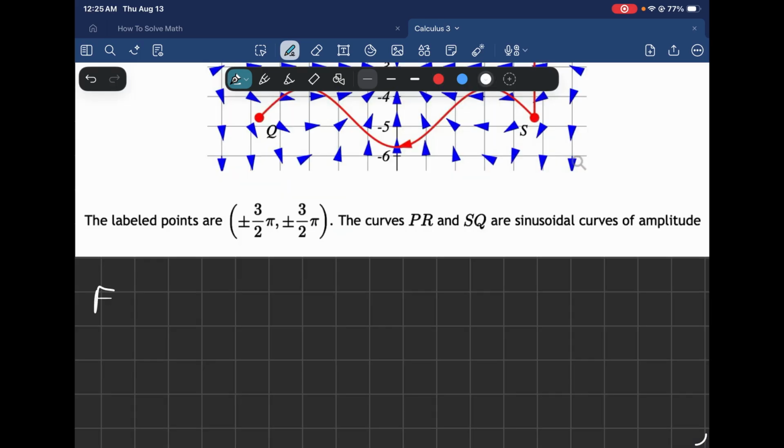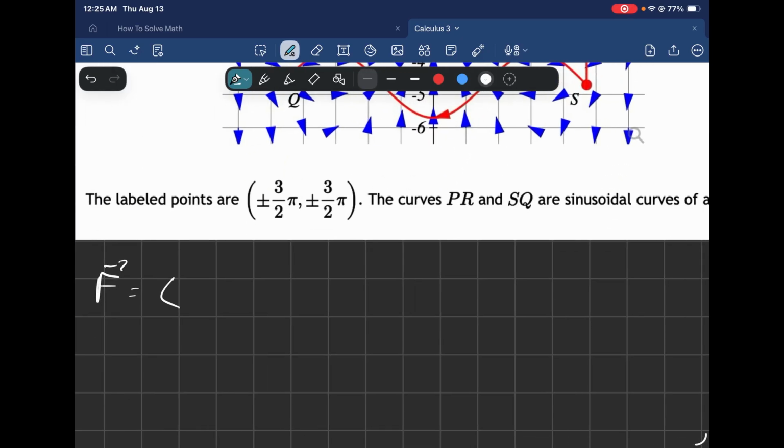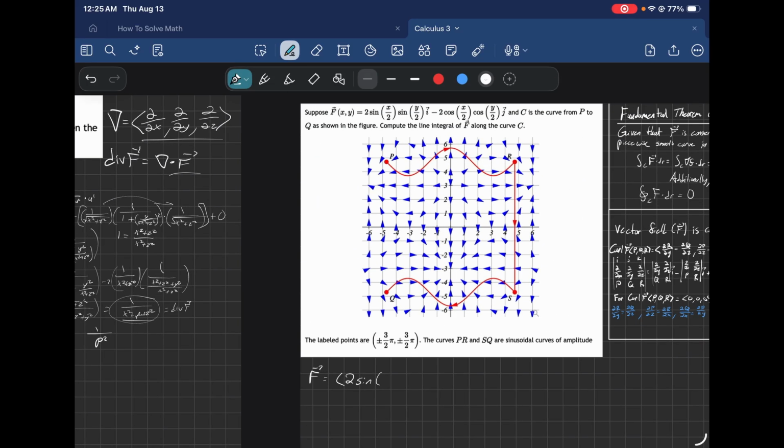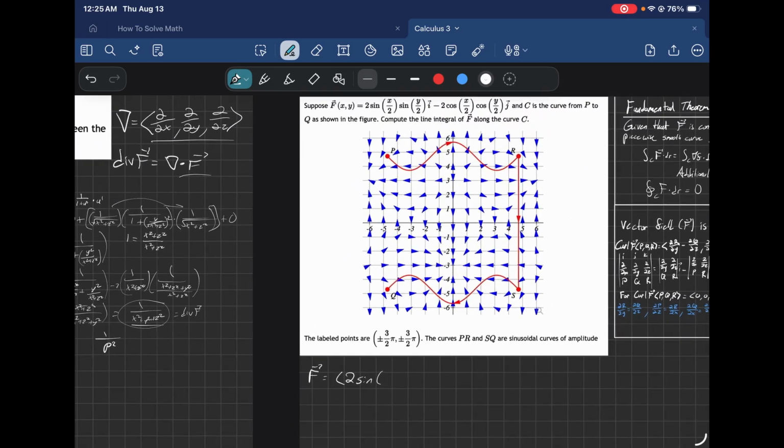Anyways, let's rewrite our vector field in a way that will make it easier for us to understand. So that is sine x over 2, sine y over 2.